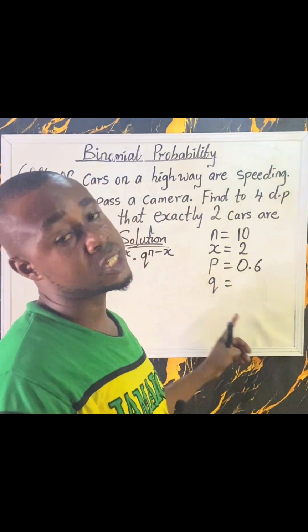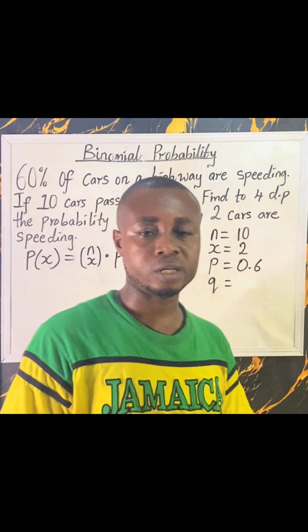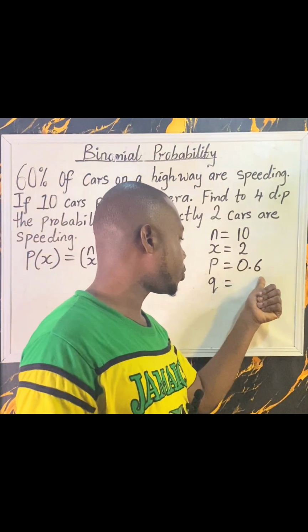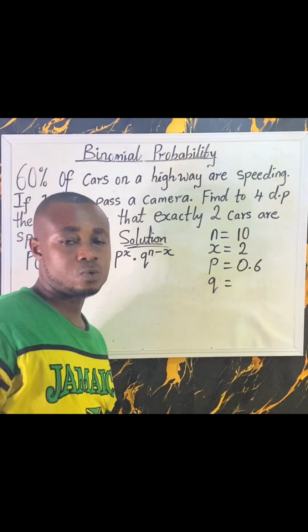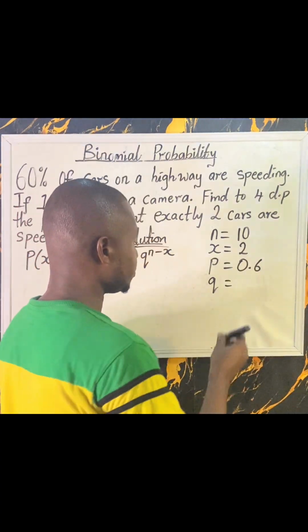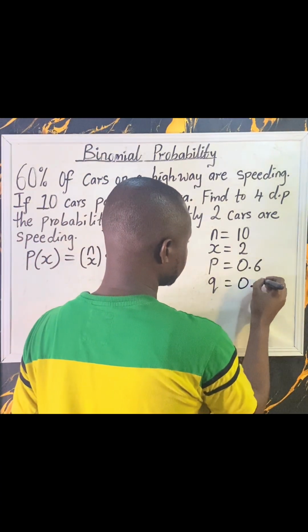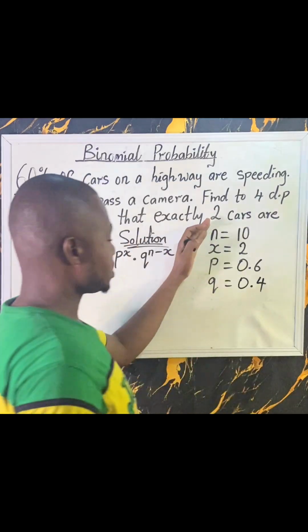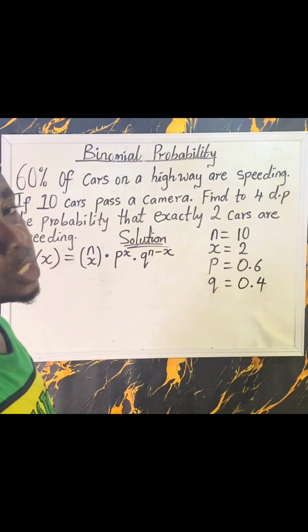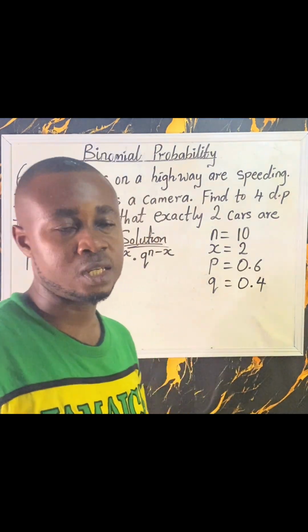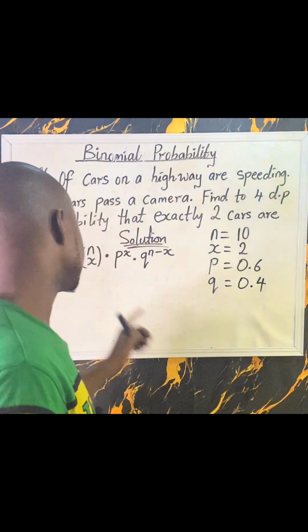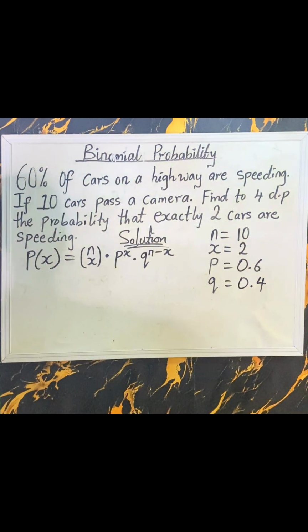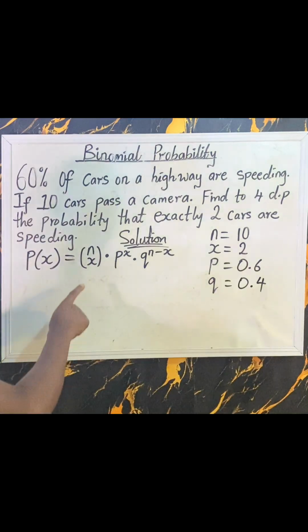To get the probability of failure in a single trial, you have to subtract 0.6 from 1. 1 minus 0.6 will give us 0.4. So these are the values we need to plug into this equation to get the probability that exactly two cars are speeding. There's one more thing we need to do.